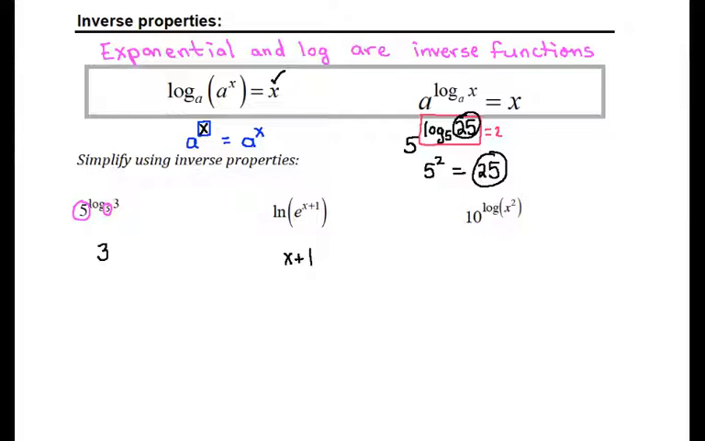In our very last example, again the bases matched. They are both base 10 because this is a common log. If there's no subscript written at all, then it is an implied base 10. So I have matching bases. This is an exponential composed with a log, and they undo each other, getting me back that same x squared that I started with.